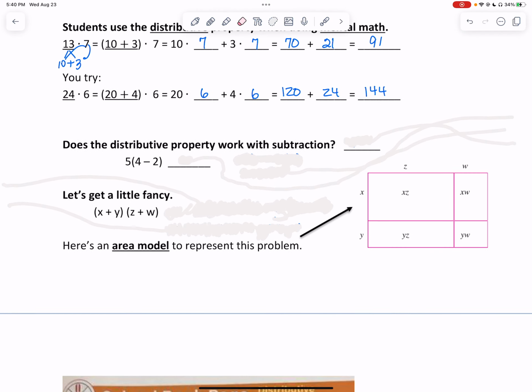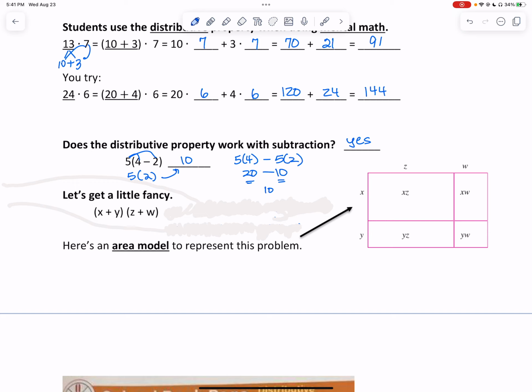So does the distributive property work with subtraction? Well, let's look and see. Yes, it does. I'm going to have 5 times 4 is 20, and 5 times 2 is 10. If I subtract, I get 10. Or I could say 5 times 2 here, and I get 10. So either way, whether I work it without distributing or work it with distributing, I get the same thing.